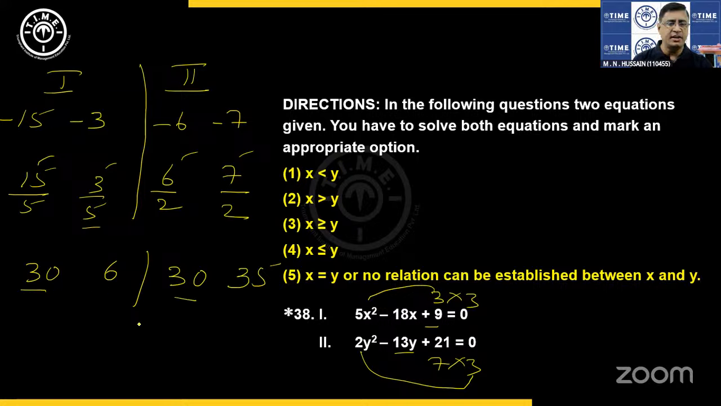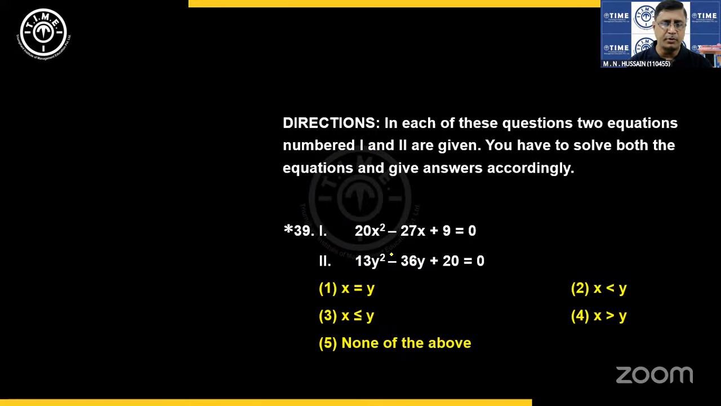30 and 30, both are equal. 30 is less than 35. Means x is less than y. What about 6? 6 is less than 30 as well as 35. Now, what is the condition? x less than or equal to y. The right choice is option number 4. Choice 4 is the right answer.